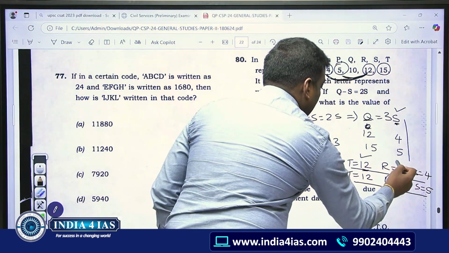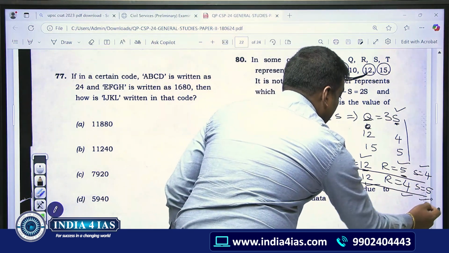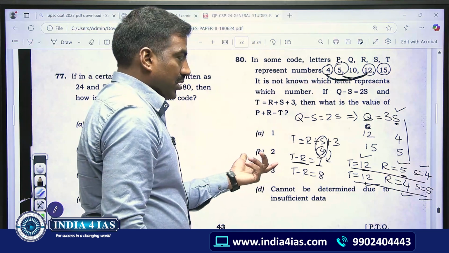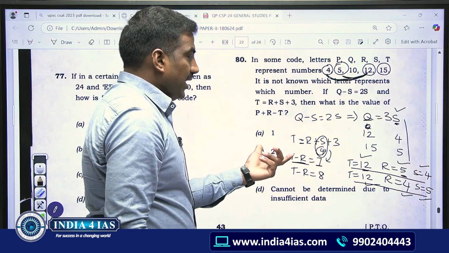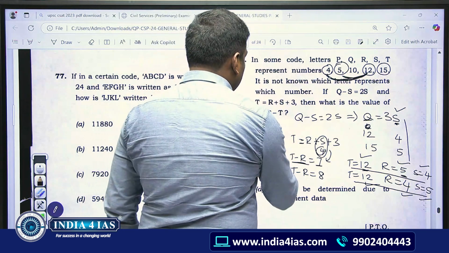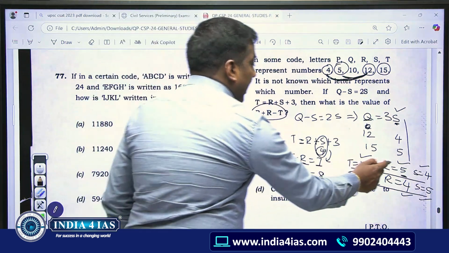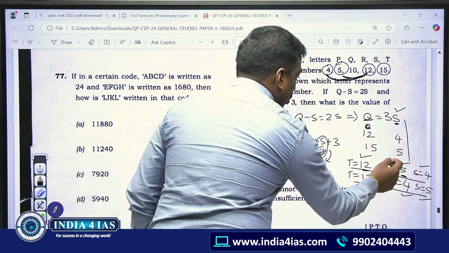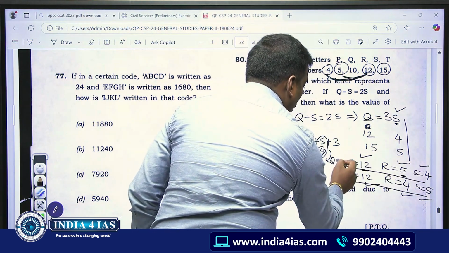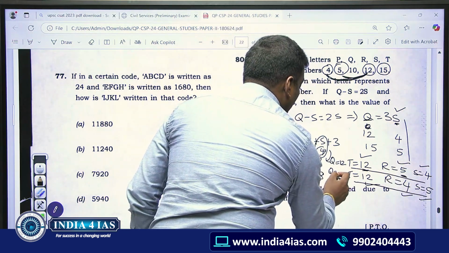If T is 12, R is 5 and S is 4. If T is 12, R is 4 and S is 5. This is the conclusion that we have. So now R, S, T value we have. But they are asking P plus R minus T. When S is equal to 4, what is the value of Q? When S is equal to 4, value of Q is 12. When S is equal to 5, value of Q is 15.